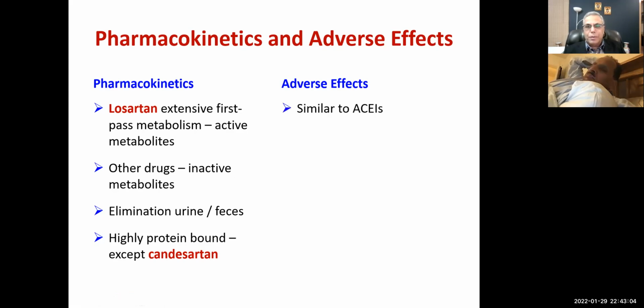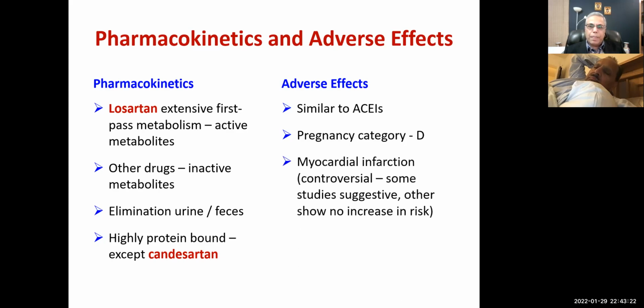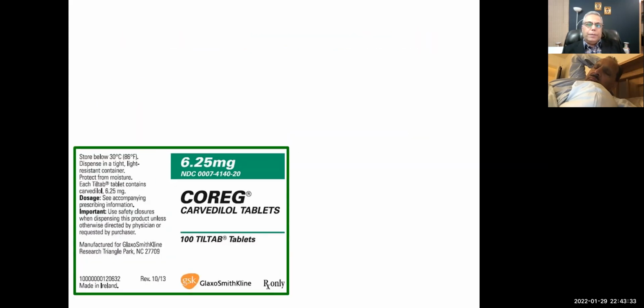Adverse effects are similar to ACE inhibitors, except that they do not have the dry cough. Pregnancy category D, which means there is evidence of damage to the fetus, but we have to balance or weigh the harms against the benefits, okay? Myocardial infarction, well, this is controversial. We do not have some solid evidence for that. And the next, we go to beta blockers, all right?